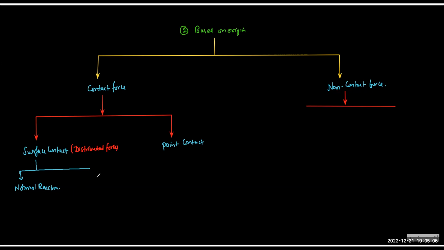So the normal reaction is one of the famous surface contact forces. The other is again very famous, which you again know. The other is called friction. So friction also comes under the distributed force classification. And again, friction will have three categories. So we further classify friction. One is called static friction, which is a slightly complex thing which we'll try to understand.